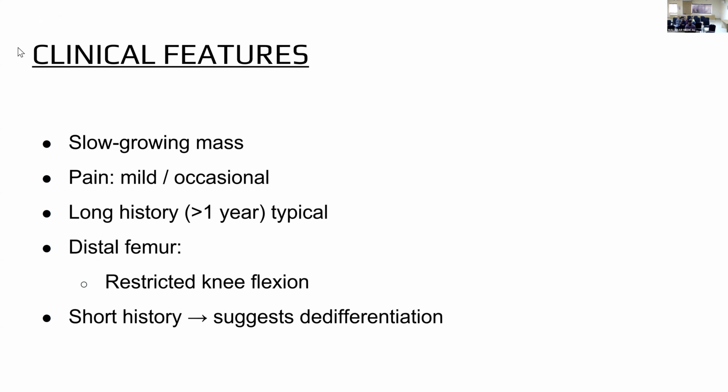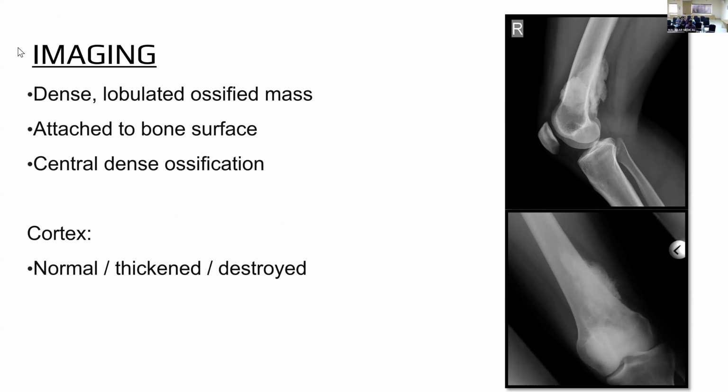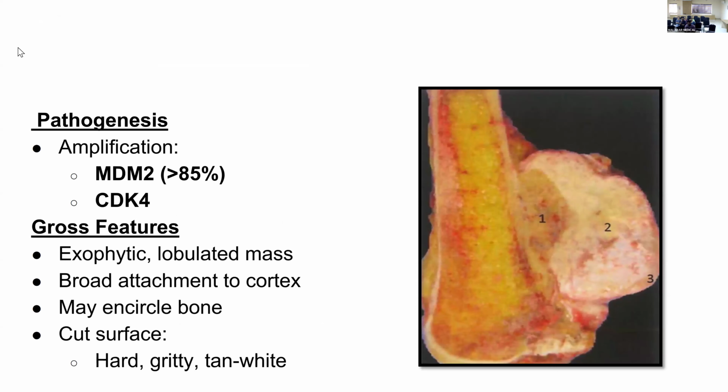The clinical features include a slowly growing mass with mild or occasional pain and a long history of more than 1 year. If it is involving the distal femur, the patient can get a restricted knee flexion. If it is a short history, it can suggest features of dedifferentiation. Imaging wise, it shows a dense lobulated ossified mass attached to the bone surface, with central dense ossification. The cortex can be normal, thickened, or destroyed.